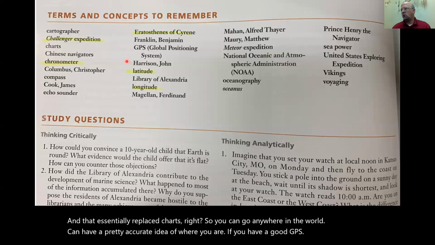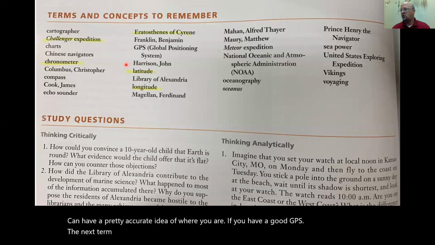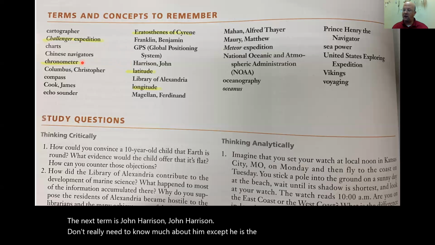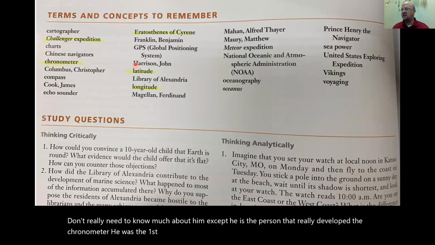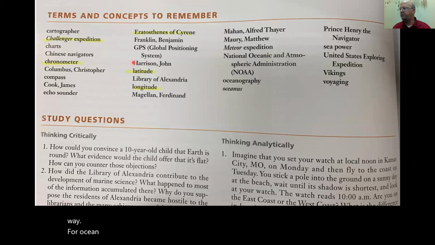The next term is John Harrison. John Harrison, don't really need to know much about him, except he is the person that really developed the chronometer. He was the first person. And when John Harrison did this, it really opened the way for ocean exploration. That's all you need to know about him.